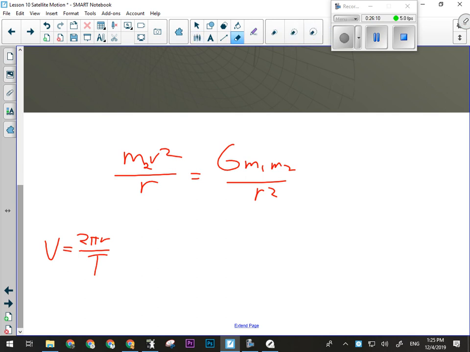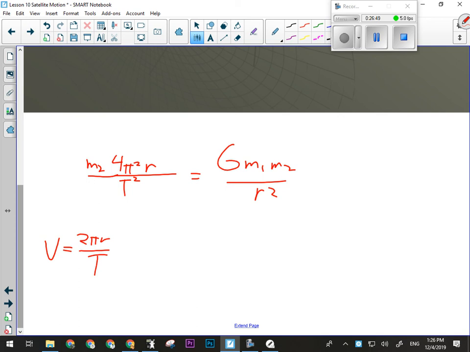Square. Right, so if I'm going to do that, I'm going to have 2 squared, pi squared, r squared, over t squared. If I have r squared on the top and r on the bottom, r on the bottom goes away, squared goes away on the top, and I'm left with 4 pi squared times r over t squared. You're going to have to do that sometimes if you're asked to solve for period, or if you're only given period and asked to solve for radius or something like that. Then you'll have to substitute that formula in.